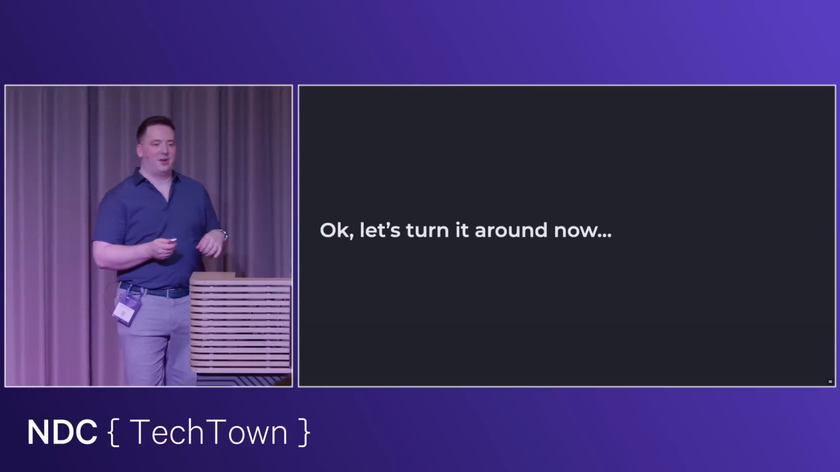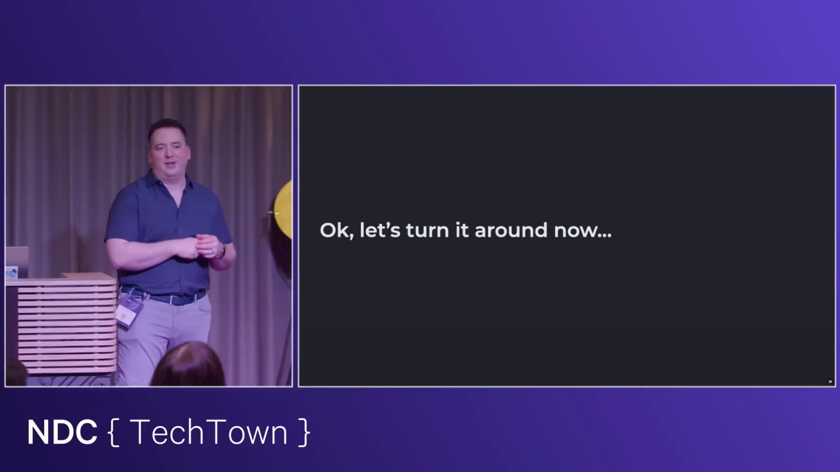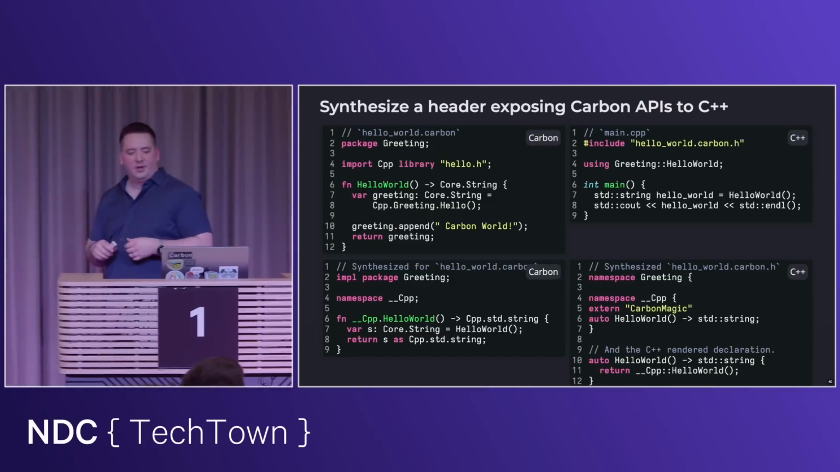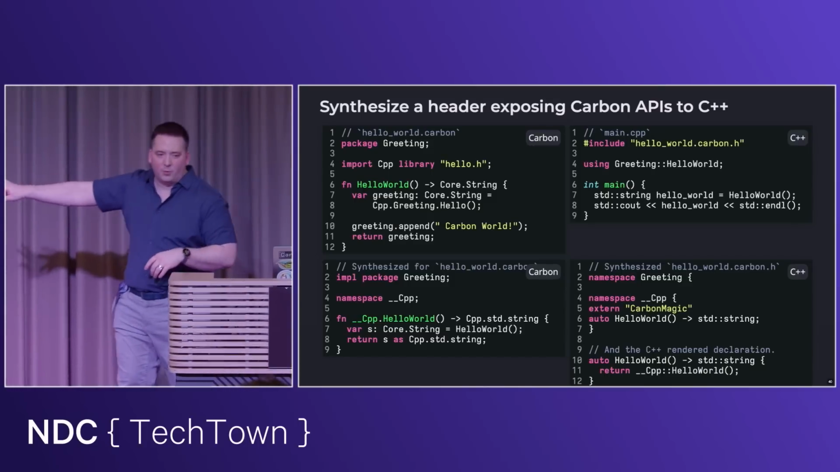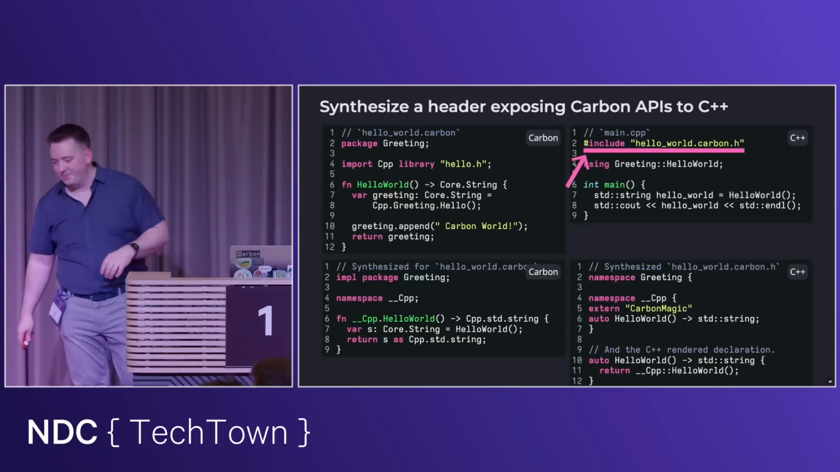So now we have to turn it around. I'm sorry? Yeah, still here. We're still here. Excellent. So now we have to turn that around and call C++ from Carbon. And it turns out this is in some ways easier. So again, the bottom code, this is not real code. This is just synthesized code for you to understand what's happening here.